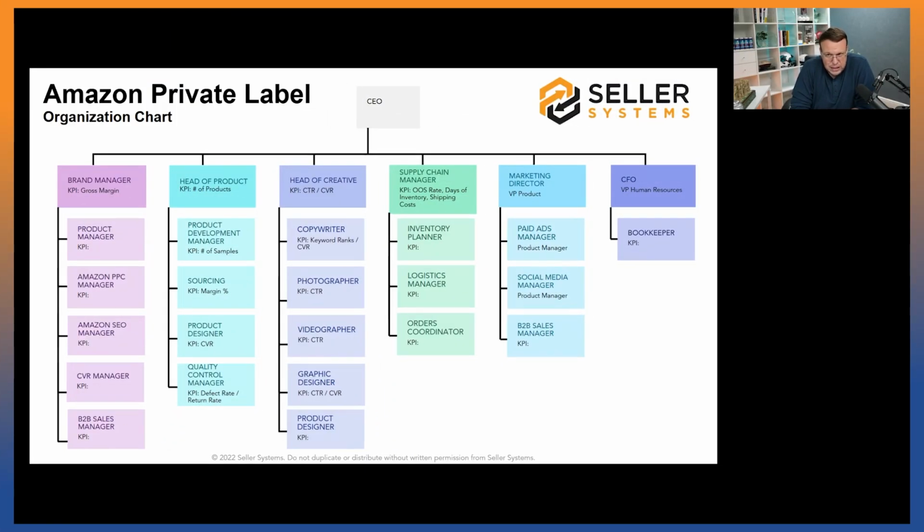So then you need support staff. So you need accounting and finance and making sure that you're getting the right amount of products done. So you have your CFO, who can also serve as maybe human resources or operations, but not necessarily. You make sure that you have your bookkeeping done properly.